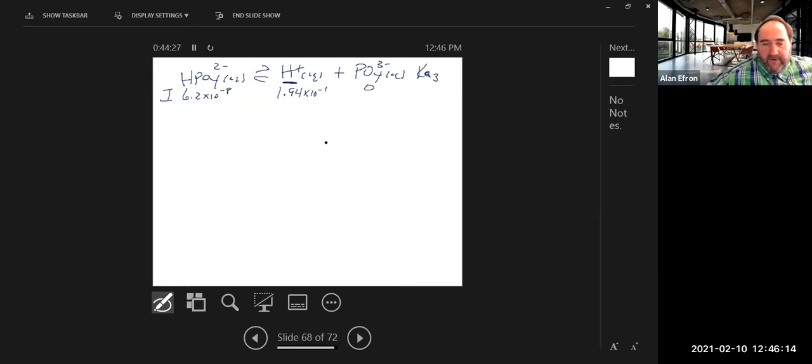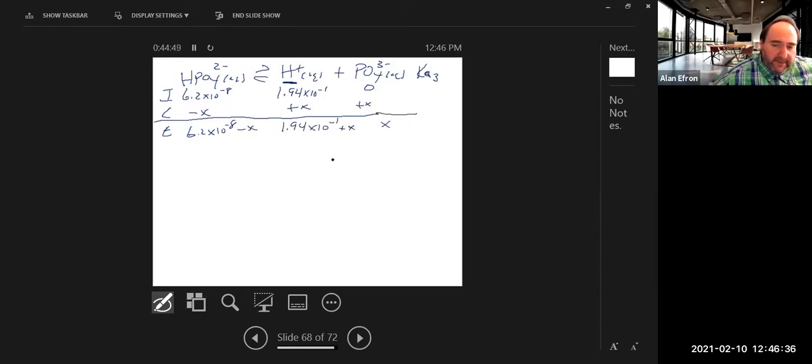And 0 for our phosphate. Change is going to be minus X, plus X, plus X, which means at equilibrium 6.2 times 10 to the minus 8 minus X, 1.94 times 10 to the minus 1 plus X, and X. Any questions on the ice table here?